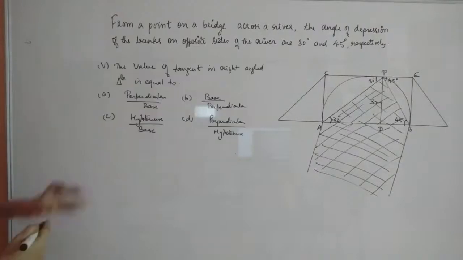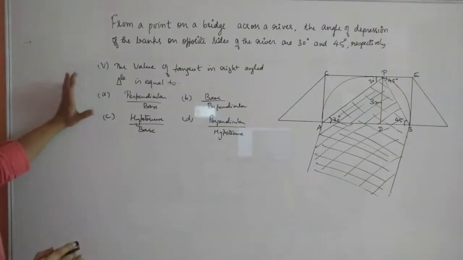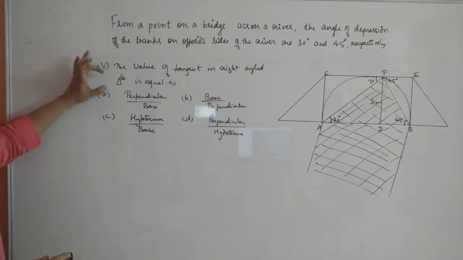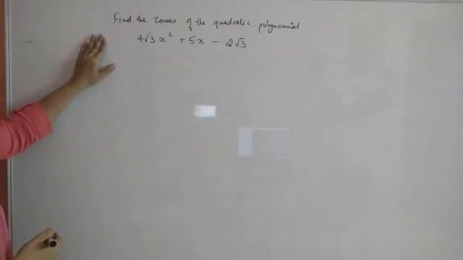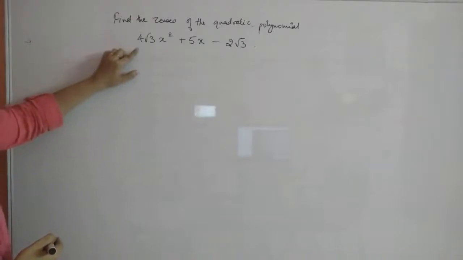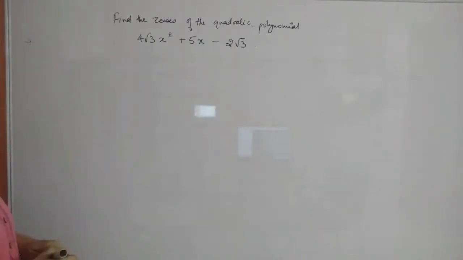The value of tangent in any right triangle, you have the definition of tangent as opposite side by adjacent side when you consider the triangle. So here what will that be? Opposite side is perpendicular by base. Perpendicular by base. So which is the option? Option A.